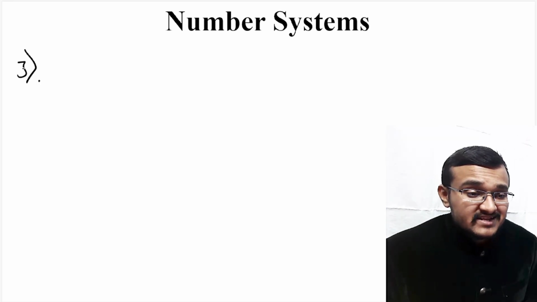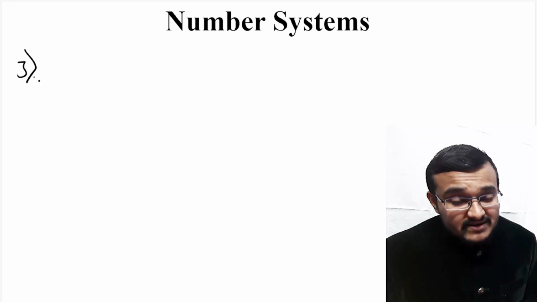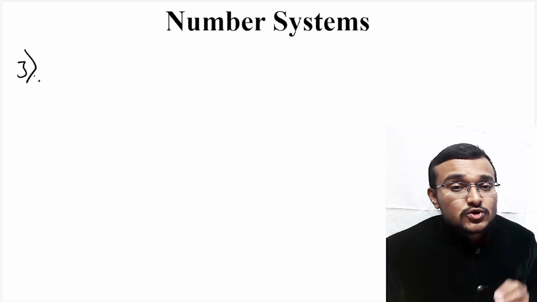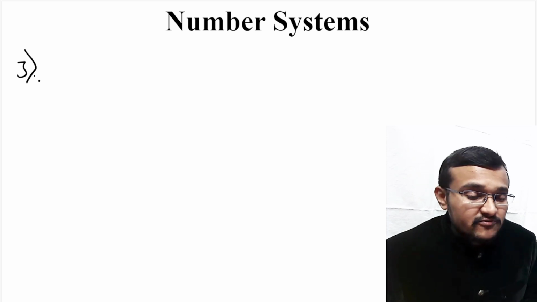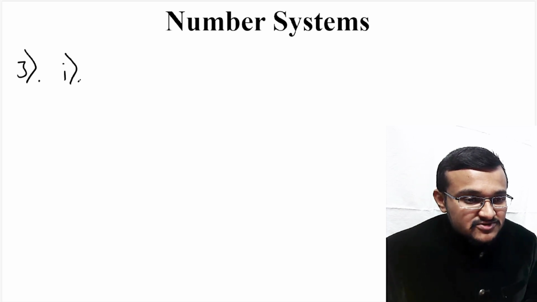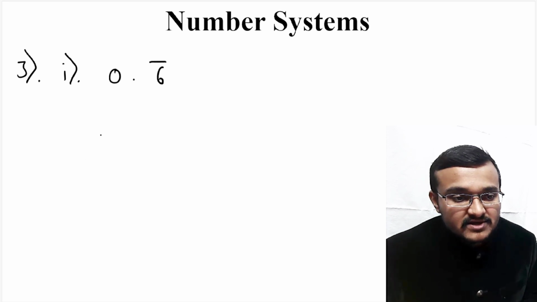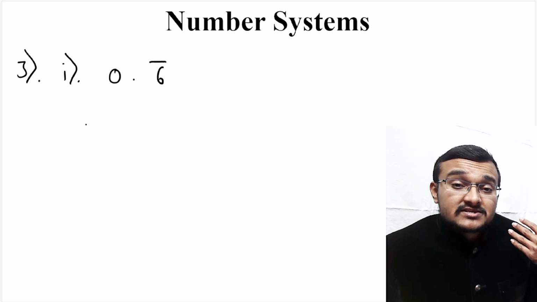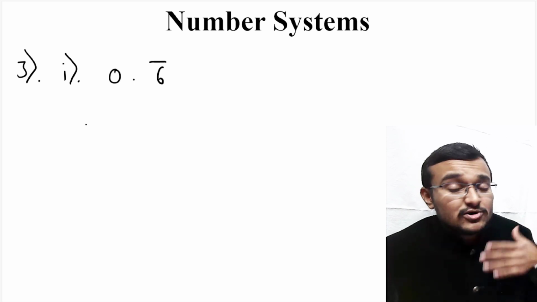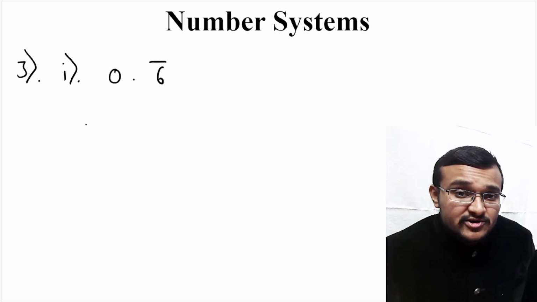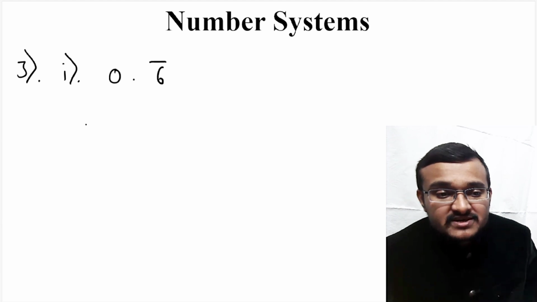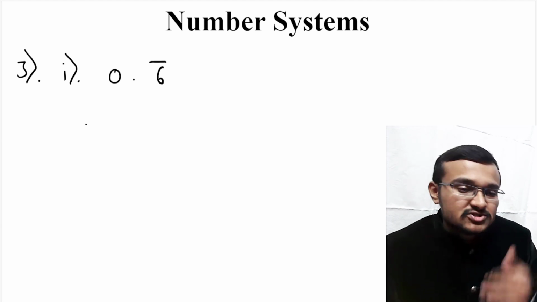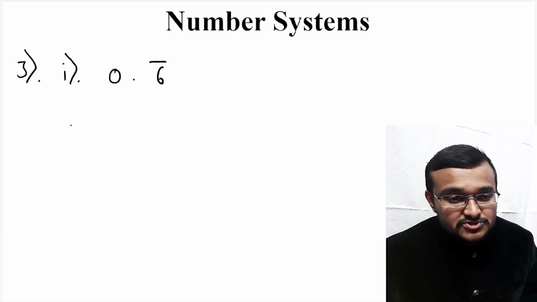Coming to the third question, here they have given certain decimal numbers. Those numbers you have to express in P by Q form. Coming to the first question in the third question, they have given 0.6 where 6 is recurring. Similarly, how I did example 6, example 7 and also example 8 in the previous video, the same method you can use here to express this in P by Q form. So you can refer to my previous video also.